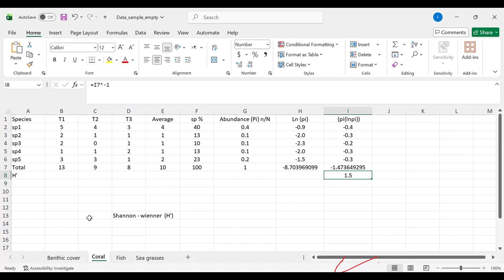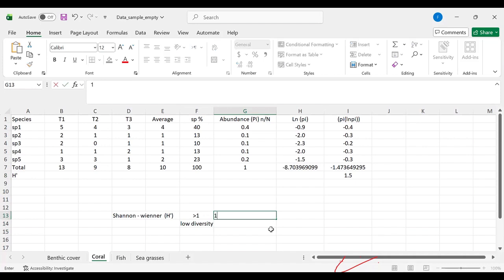This is the diversity, the Shannon-Wiener diversity for all of this area. And if it's less than 1, that means it's a low diversity. Okay? If it's between 1 and 3, that means it's a medium diversity.